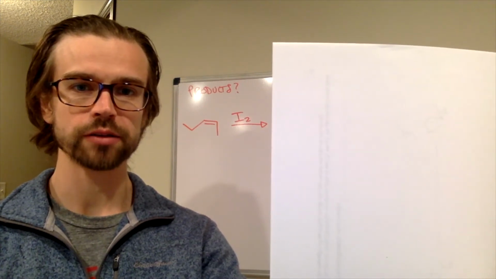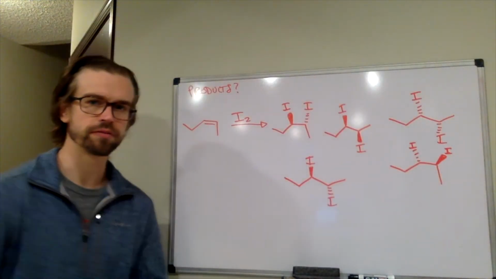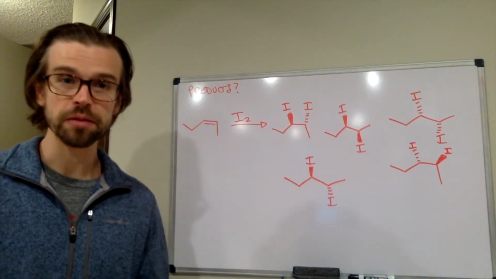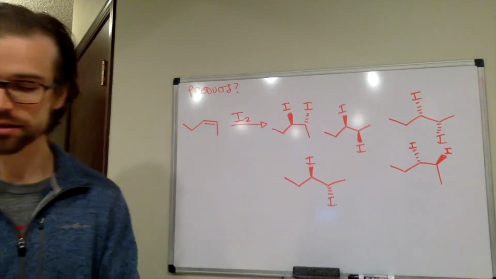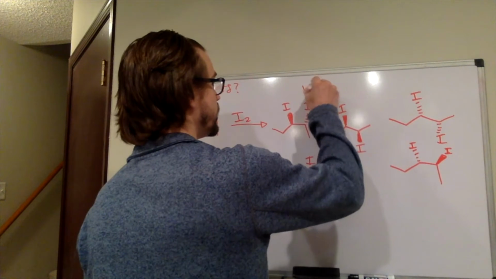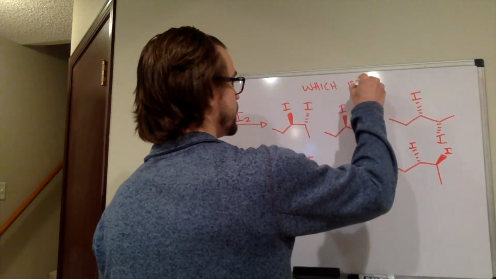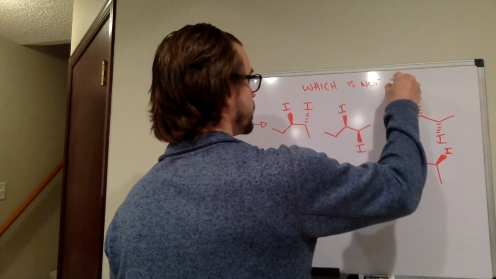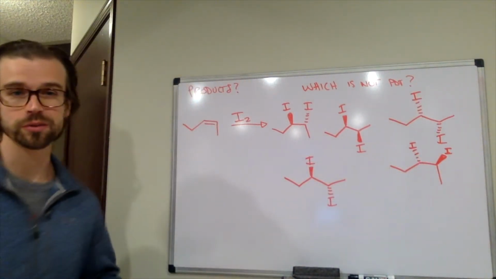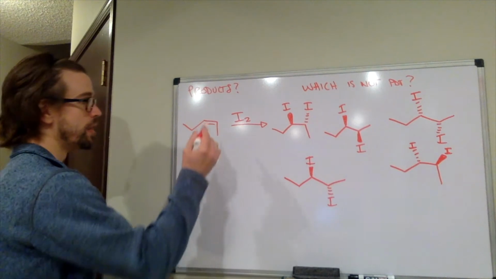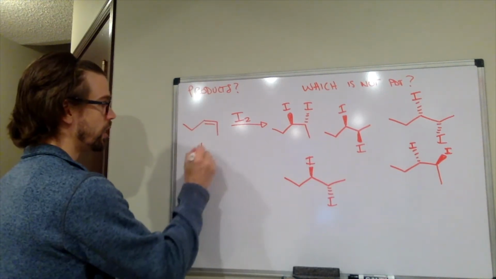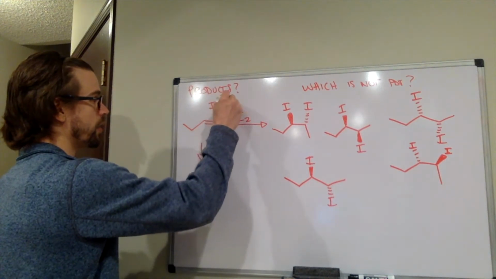You've predicted your products. All right, I have 5 different things up here. At least one of them, maybe more, is not a product. So what I want you to now think about is which is not the product. So how do we do this? Well, let's think through this mechanism, right? So the I2 is going to add to one face, top or bottom of this molecule. We can draw part of that mechanism here.